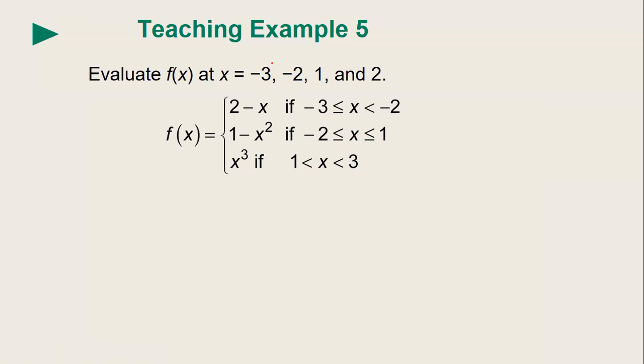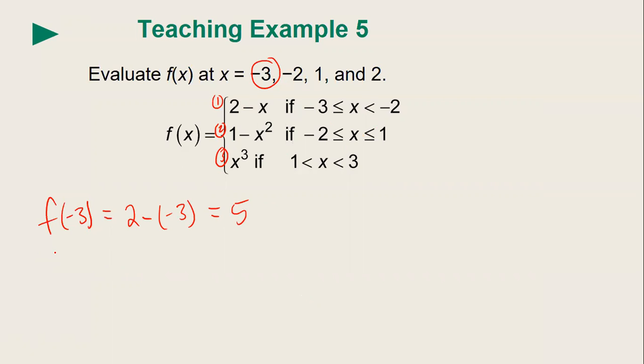So when we look here, if we're looking for f of -3, which interval would we use? 1, 2, or 3? We would use 1, right? Because it falls in this interval. So we would use the first equation, which is 2 minus x, but instead of an x, I'm substituting in a -3, which gives me 5. So my answer would be 5.